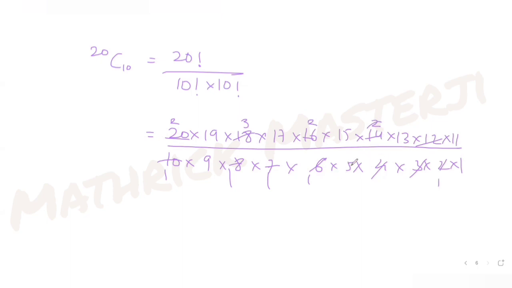And 5 you are left with. So 5 ones and 5 threes. And 2 threes I can cancel with this 9. So I think I have cancelled everything except this. So yeah, you're left with 2, 19, 17 again, 2, 13 and 11. So you're left with this.